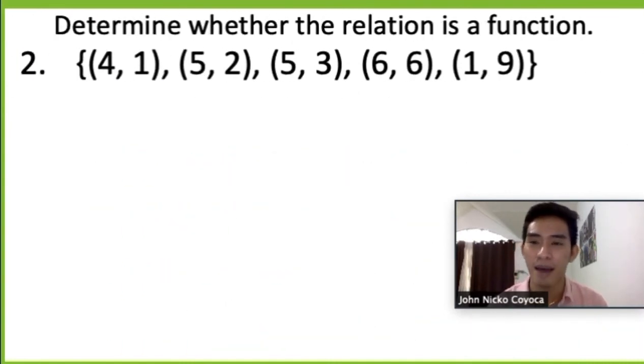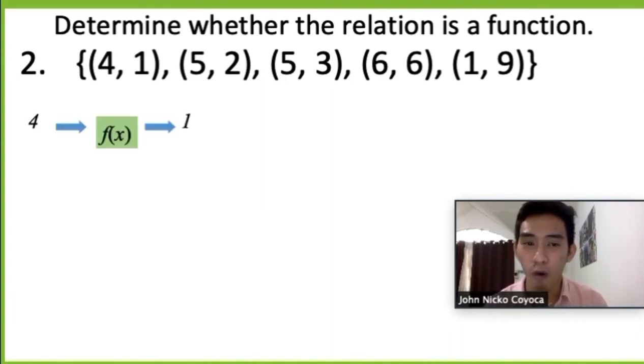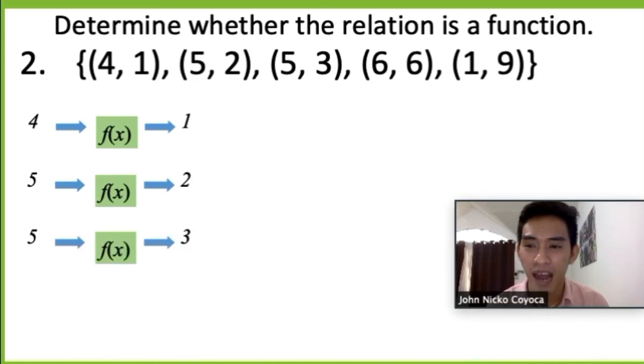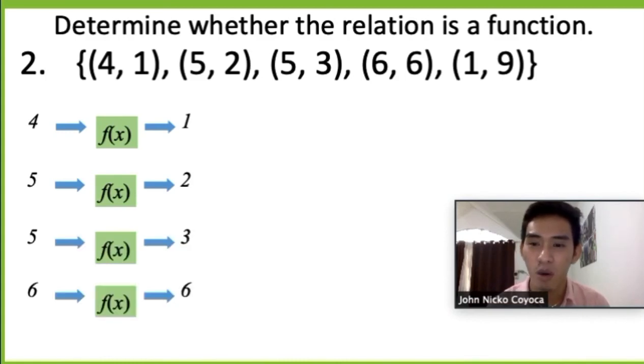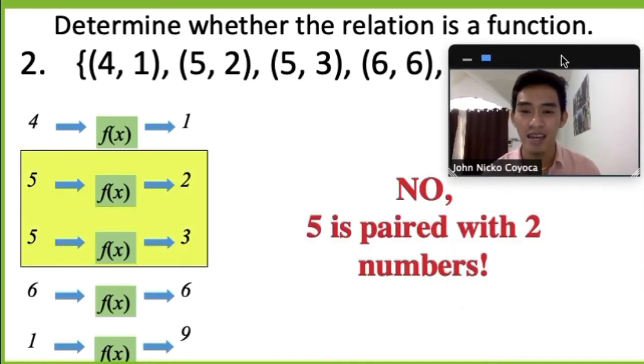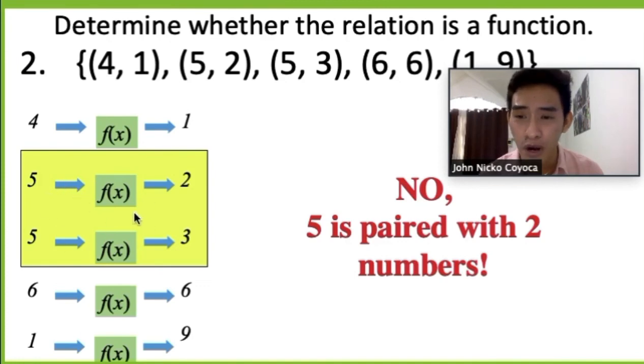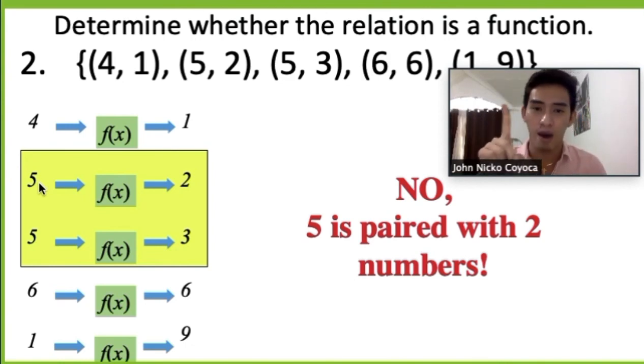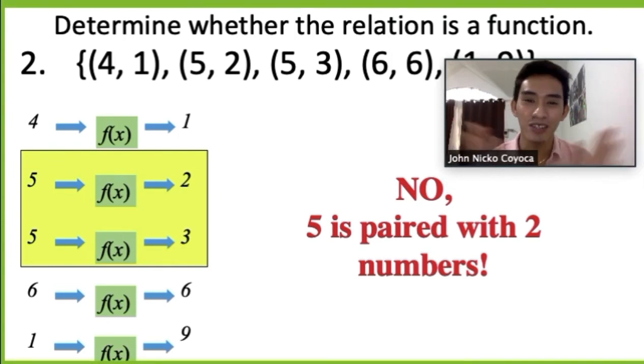How about this second example? 4 is paired with 1, 5 with 2, 5 is paired to 3, 6 is paired with 6, 1 is paired with 9. So is it a function or not? Correct. It's not a function. Why? Because again, as you can see here, 5 is paired with two numbers. And it must be that for every value of x, there must be only one value of y. So therefore, 5 here is paired with two numbers, 2 and 3. Therefore, it is not a function. It is just a relation. Very good, everyone.